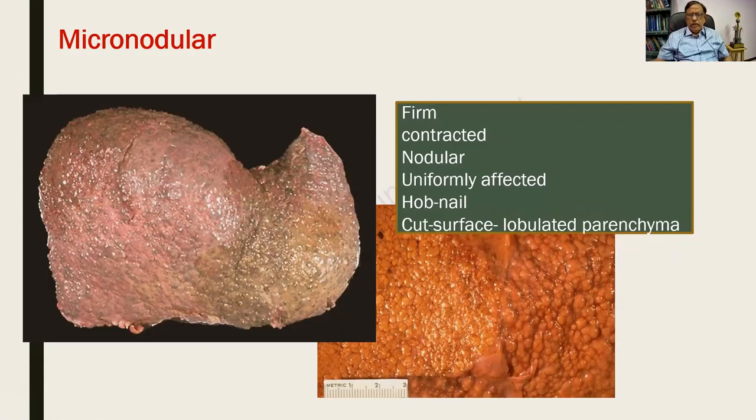The surface is nodular and it is uniform. One of the features for diagnosis is all the lobes are affected equally: right lobe, left lobe, caudate and the other. And the surface has got a pattern called the hobnail pattern. Hobnail is something like a boat pin.